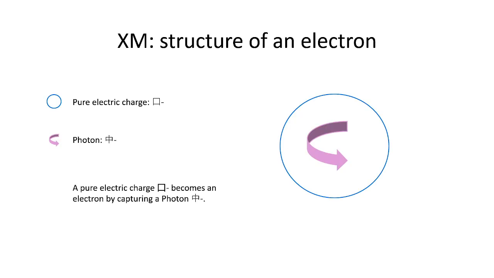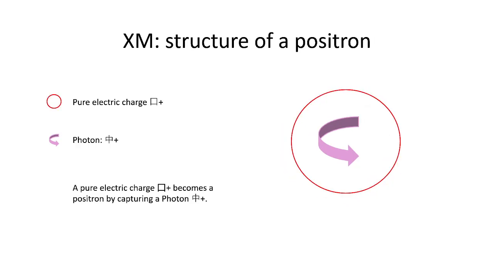XM, structure of an electron. A pure electric charge, Co minus, becomes an electron by capturing a photon, Zhong minus. XM, structure of a positron. A pure electrical charge, Co plus, becomes a positron by capturing a photon, Zhong plus.